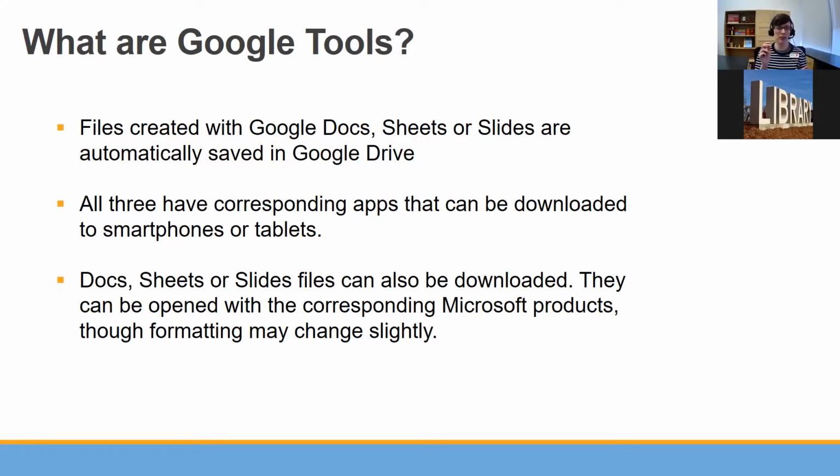And they can also be downloaded. If you create a file on Docs, Sheets, or Slides, you can download those files as well. So they don't have to be completely based in the cloud. You can get them out, download them, and open them with corresponding products. For instance, you could download something from Google Docs and then open it up with Microsoft Word and edit it in Word if you needed to. So that's also an option. Now, keep in mind that if you do that, the formatting could change slightly, and we'll talk more about that later. If you have any questions about that too, we can help answer those.